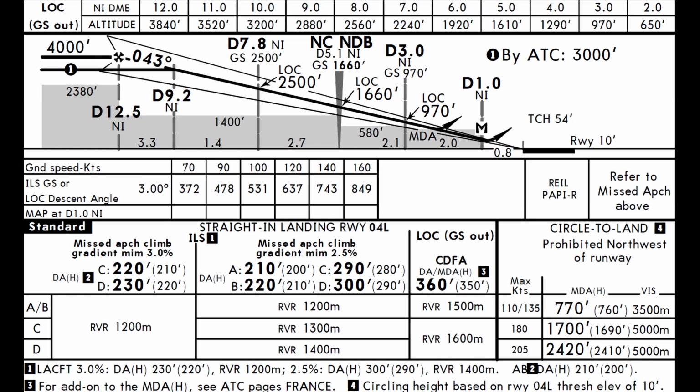Category A aircraft have a speed at the threshold below 91 knots. Category B 91 to 120 knots. Category C 121 to 140 knots. And Category D 141 to 165 knots. RVR is the minimum required runway visual range for different aircraft.